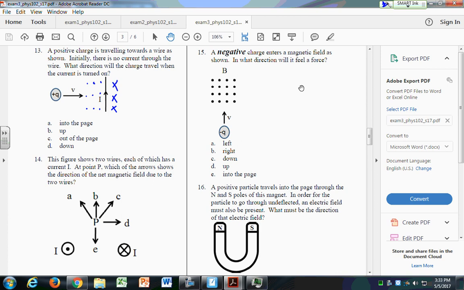About what? The whole thing? Yes. Why do you draw into the page? Okay, let me start over.